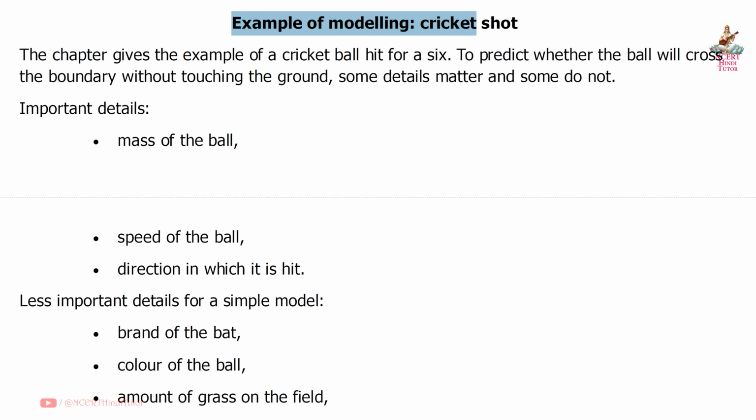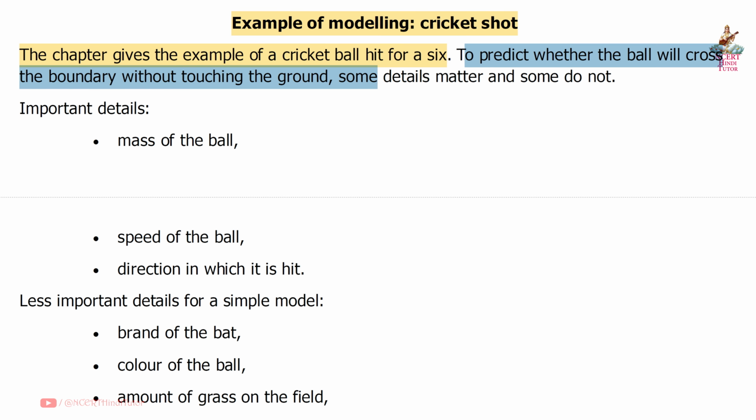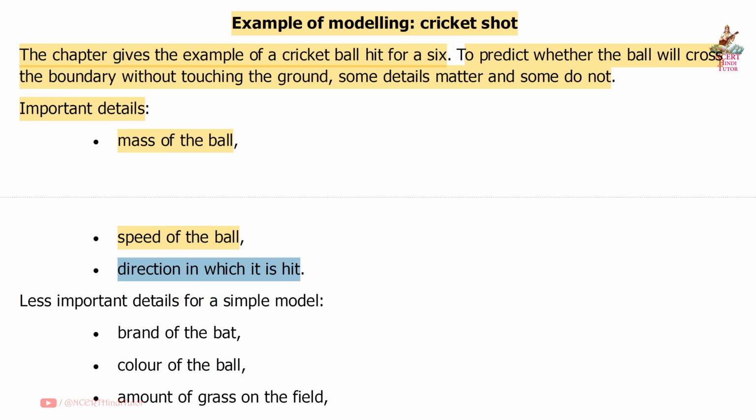Example of modeling a cricket shot. The chapter gives the example of a cricket ball hit for a six. To predict whether the ball will cross the boundary without touching the ground, some details matter and some do not. Important details: mass of the ball, speed of the ball, direction in which it is hit.